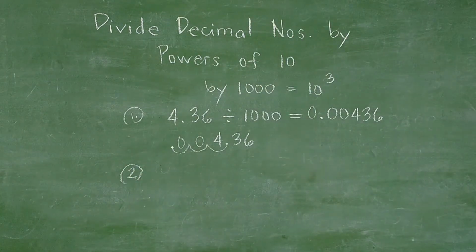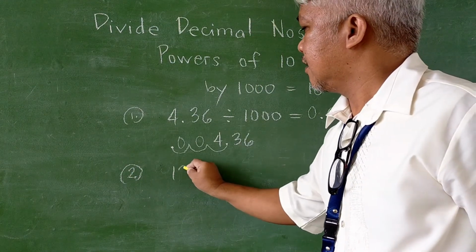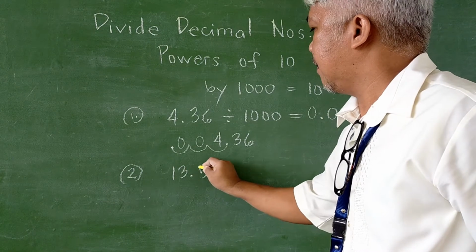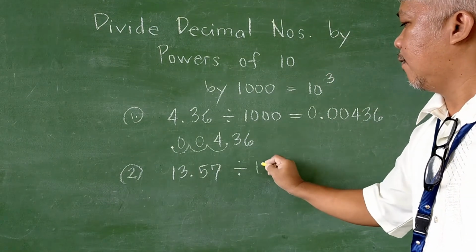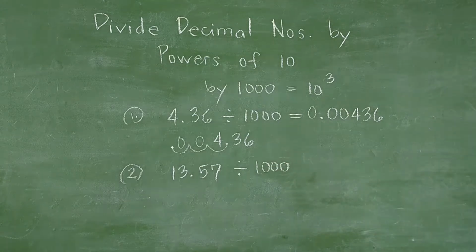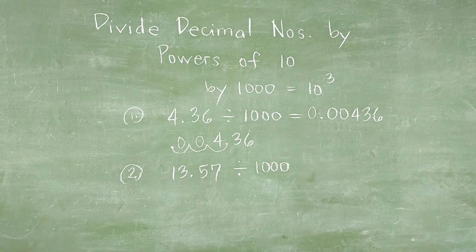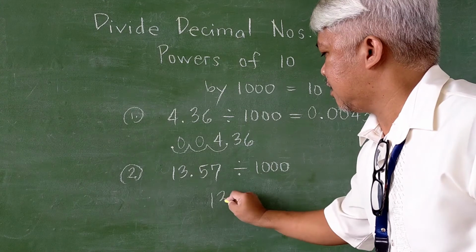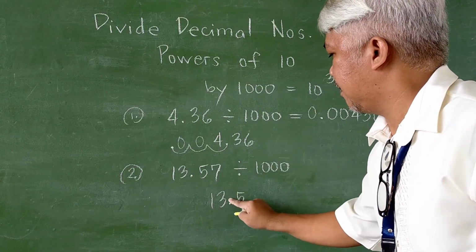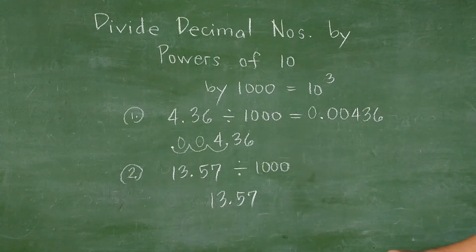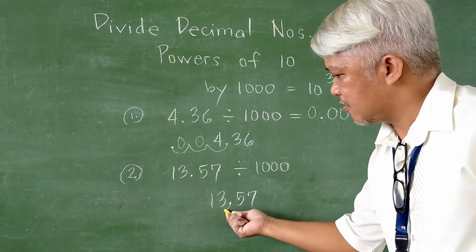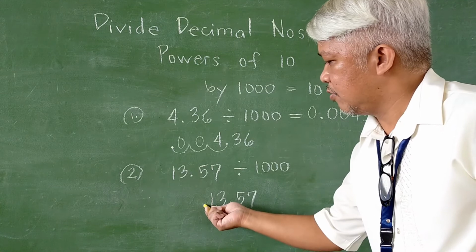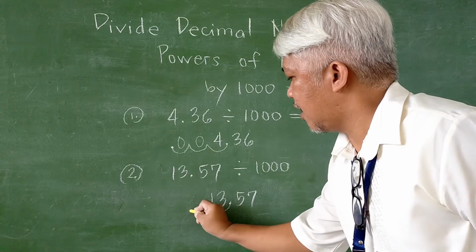Sample number 2. Let's say 13.57 divided by 1,000. What is the quotient? So, 13.57. I-move natin ng ilang beses nga? 3. Okay. So, 1, and then 2, and then 3. So, here is our point.